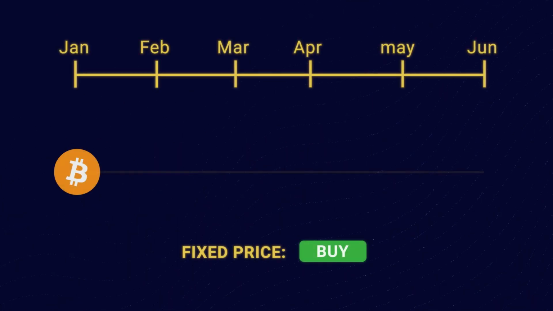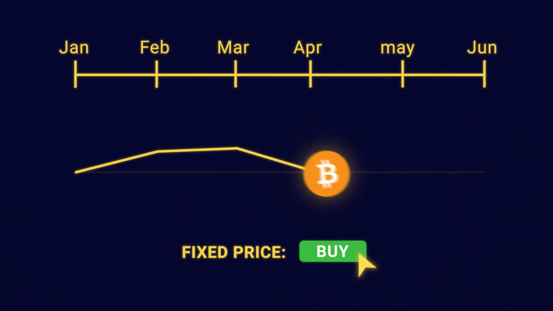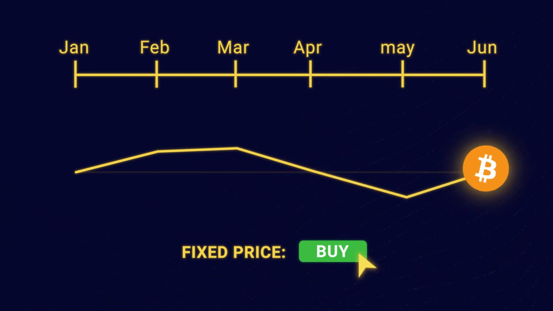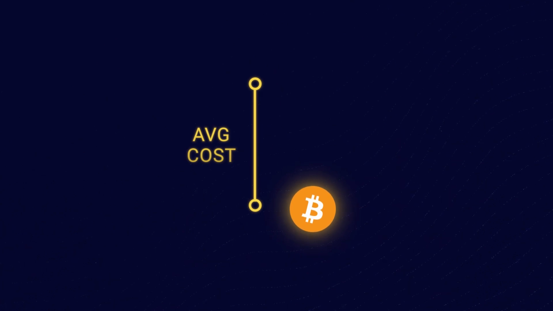The concept of DCA is simple. A trader invests a fixed amount in an asset at regular intervals over a certain period of time, regardless of price. This can potentially lower the average cost of the investment and provide greater returns when the market price surges again.